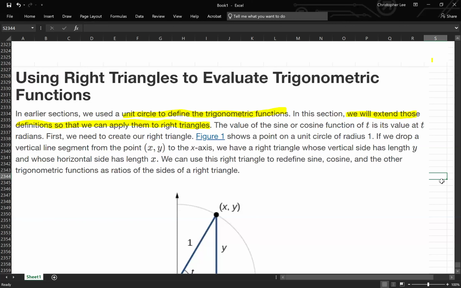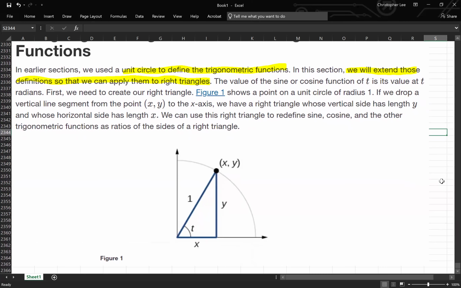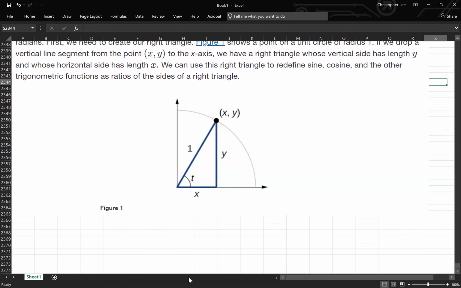First, we need to create our right triangle. Figure one shows a point on a unit circle of radius 1. If we drop a vertical line segment from (x, y) to the x-axis, we have a right triangle whose vertical side has length y and whose horizontal side has length x. We can use this right triangle to redefine sine, cosine, and the other trigonometric functions as ratios of the sides of the right triangle.